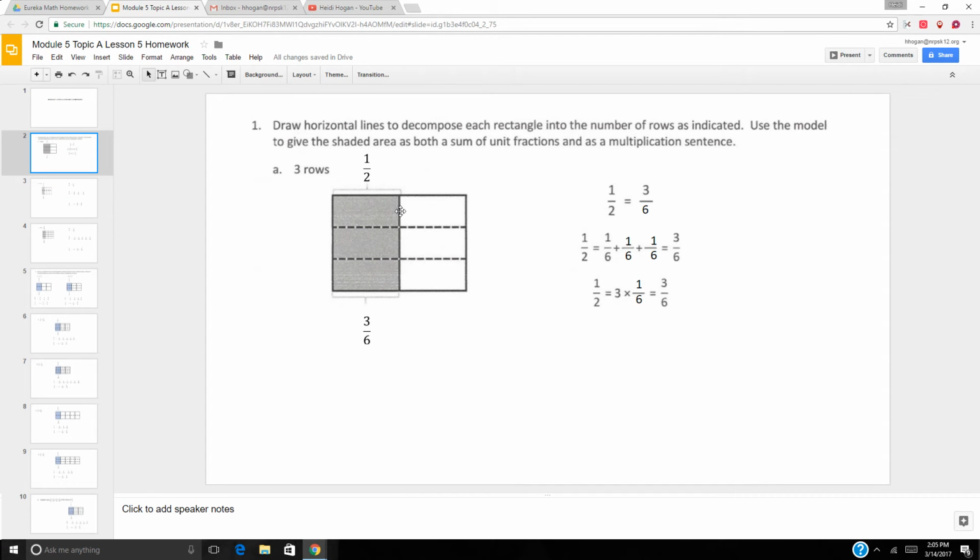So 1/2 equals 1, 2, 3, 4, 5, 6. We know these are sixths now, and there are 3 of them. So that's 3/6. So 1/2 equals 3/6. So you would write that 6. So 1/2 equals 1/6 plus 1/6 plus 1/6, which equals 3/6. Or another way to put that in multiplication is 1/2 is 3 times 1/6.